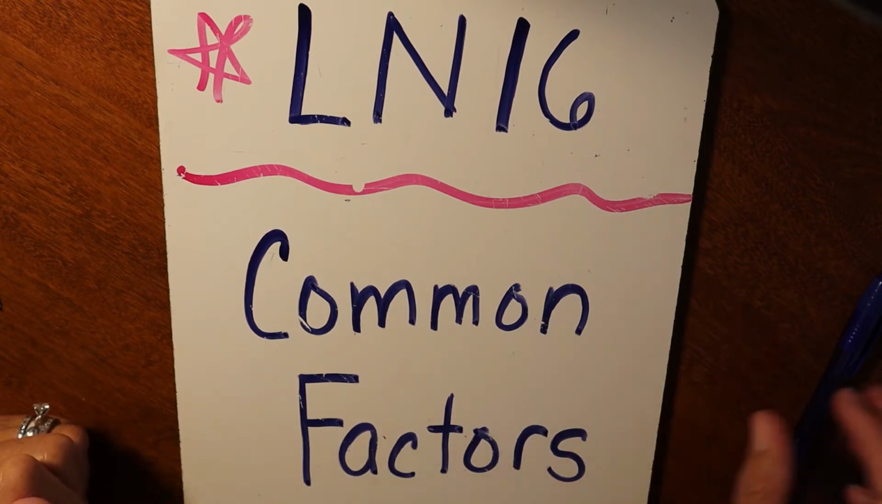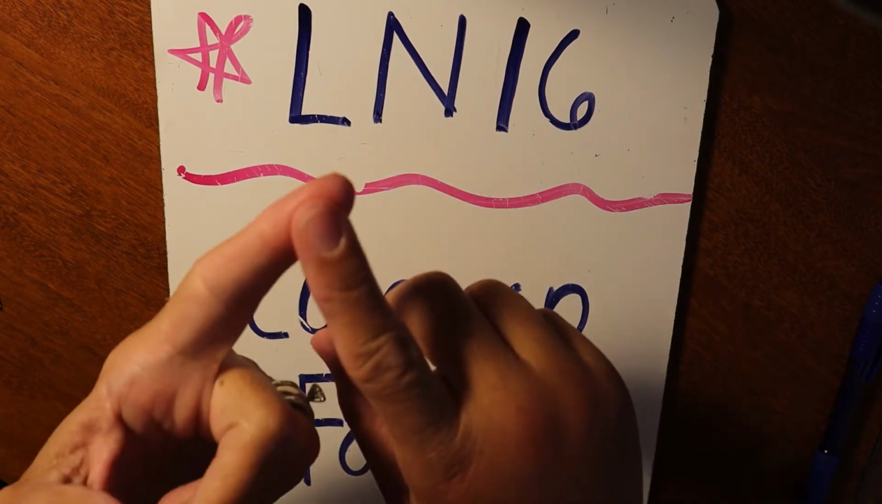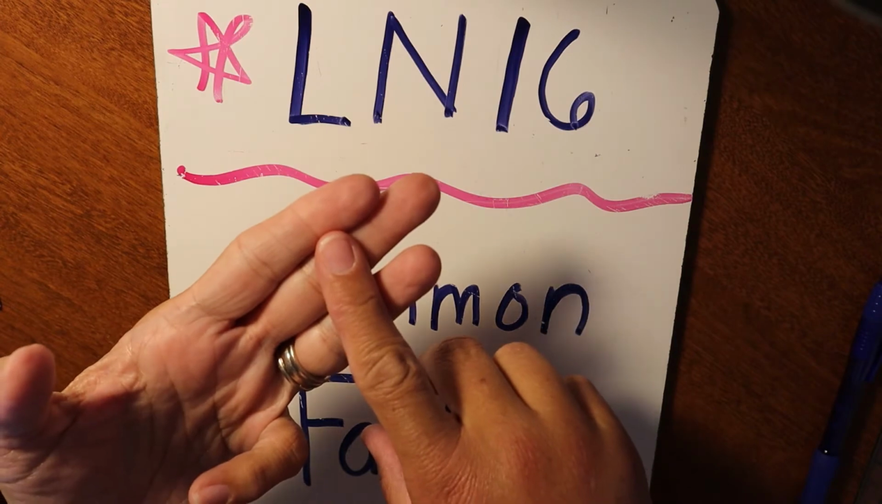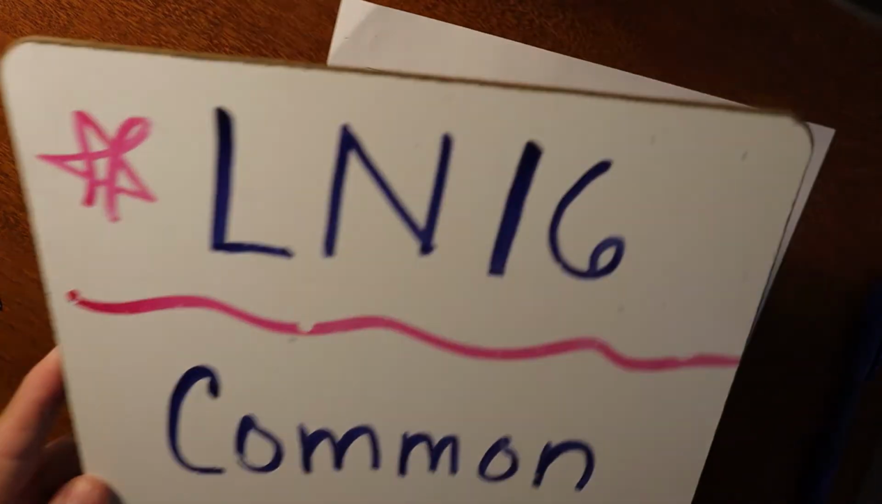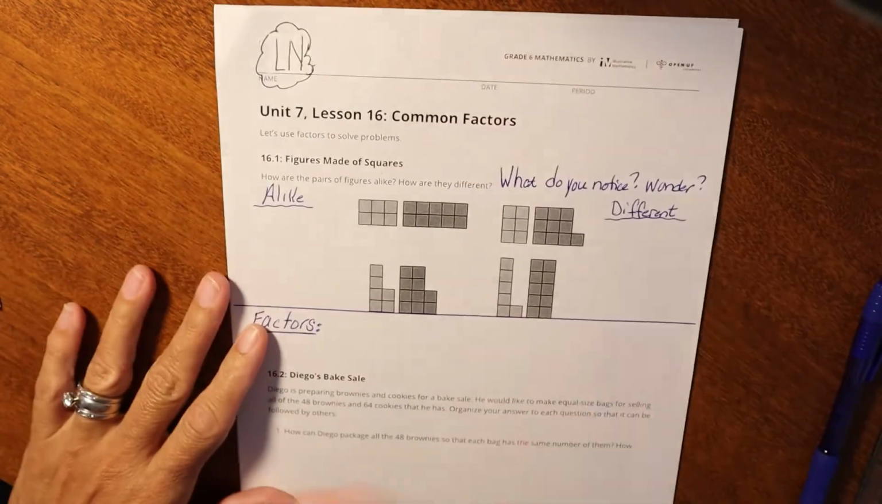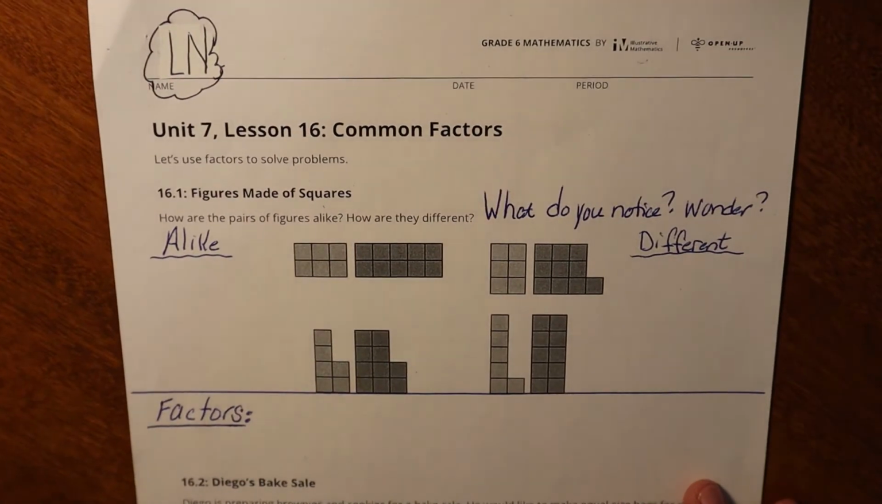For today's lesson, you're going to need your notes and a pencil, and probably a highlighter is always good to have on hand. All right, so let's get started. This week, we're doing the last couple lessons of Unit 7, and then we'll be wrapping up Unit 7.